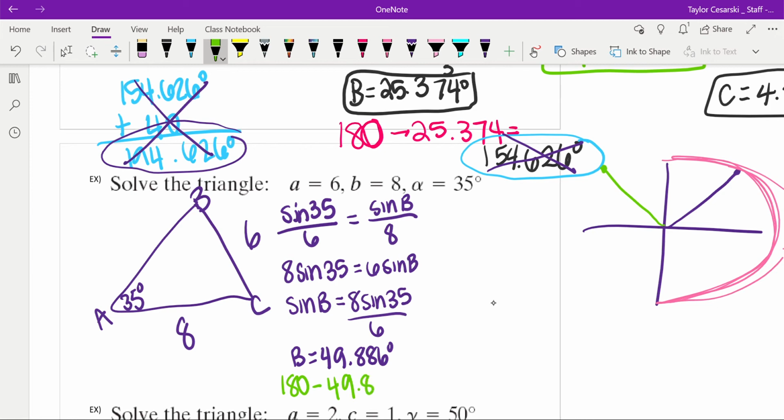minus 49.886, and you will get 130.114. So this angle right here is 130.114 degrees. In both of these angles, my sine is 8 sine 35 divided by 6. Now let's see if this angle even works in my triangle. 130.114 plus 35.